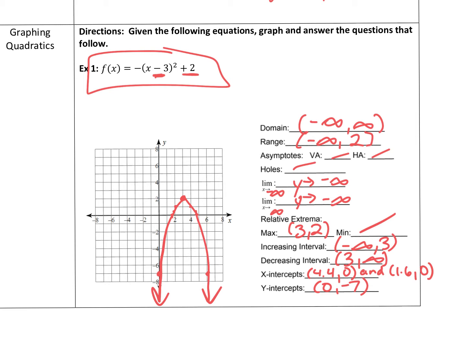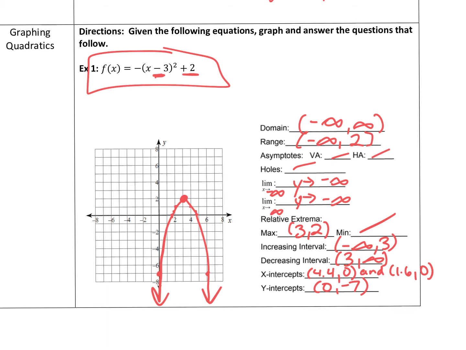So whenever you have your increasing, decreasing interval, yes, we're increasing all the way up to this vertex point. We all agree on that, right? We can see that we're increasing to that point. But what I want you to write is negative infinity to the 3, because that's the domain of it. And then you're decreasing from 3 to positive infinity. Because again, it's domain when you're writing those intervals. So don't get that confused with the range numbers.